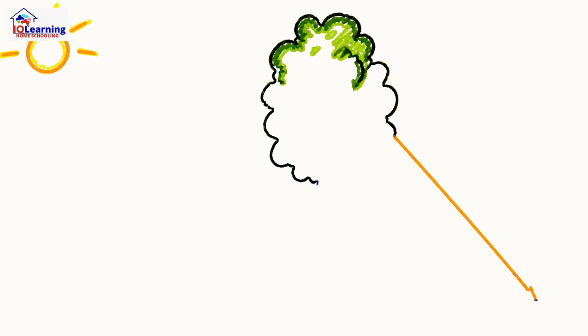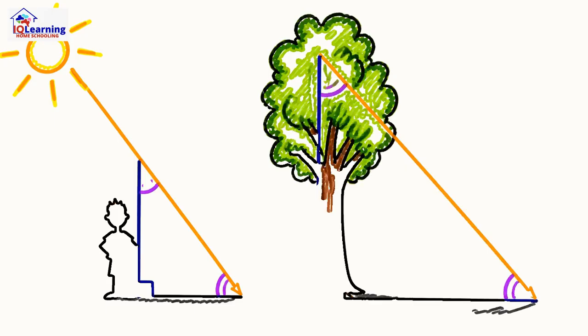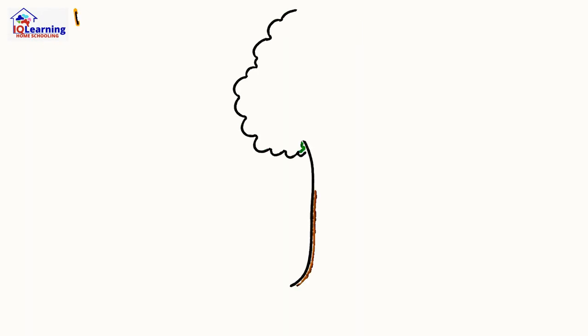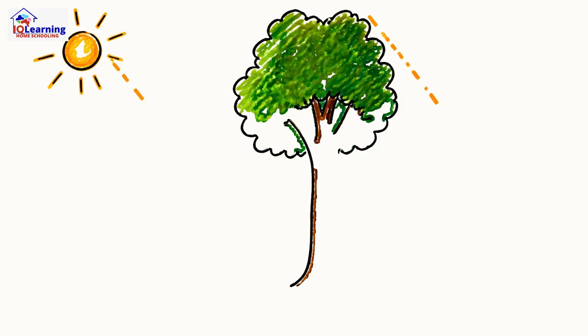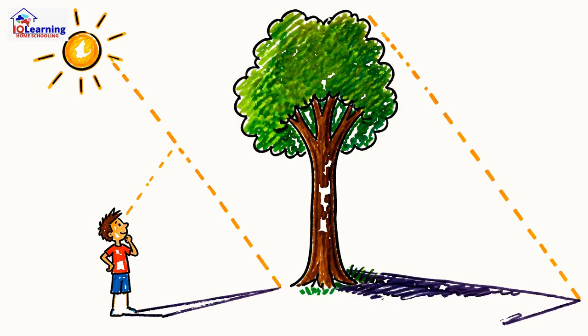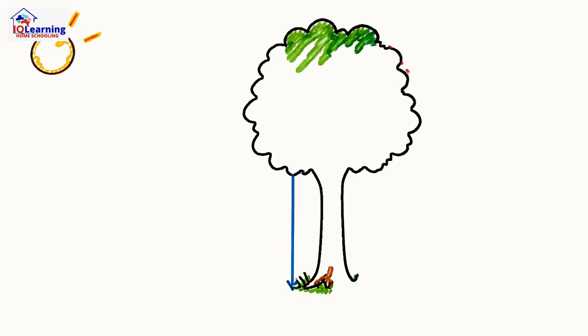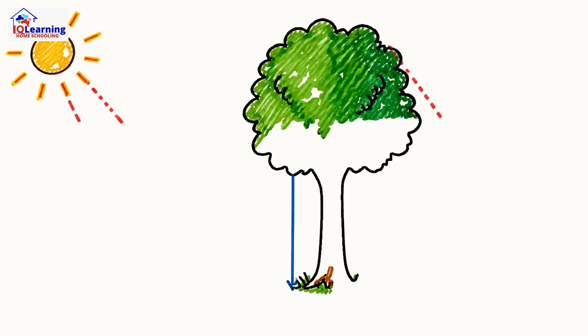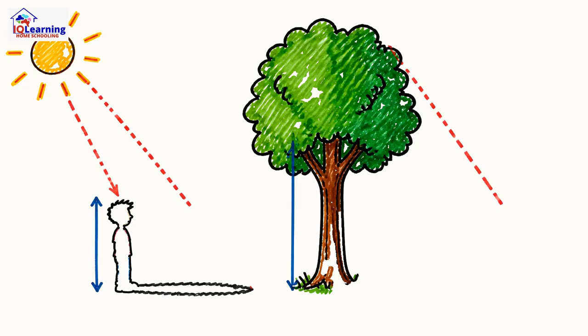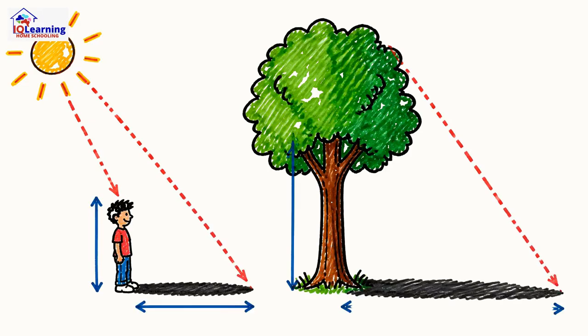So why does this matter? Because with similarity, you can measure the impossible. Imagine you want to know the height of a giant tree. You can't just climb it with a tape measure, but you can measure your own height and your own shadow on the ground. At that same moment, the tree is also casting its shadow.